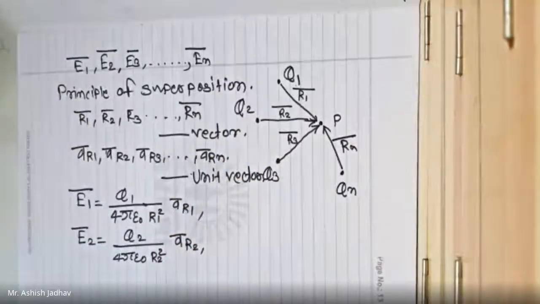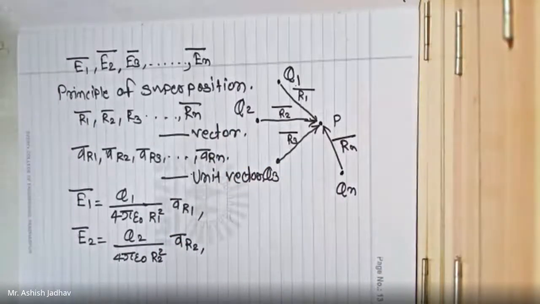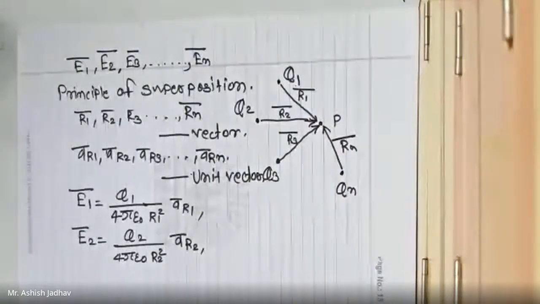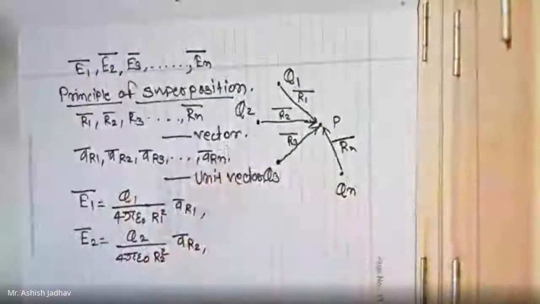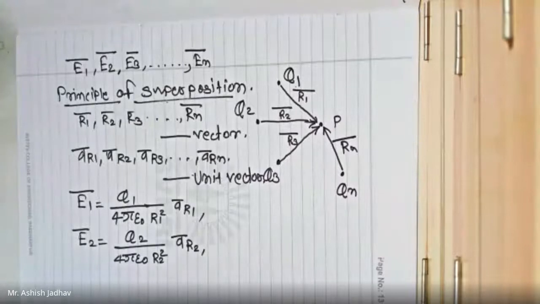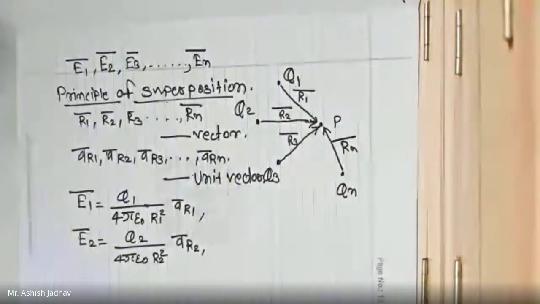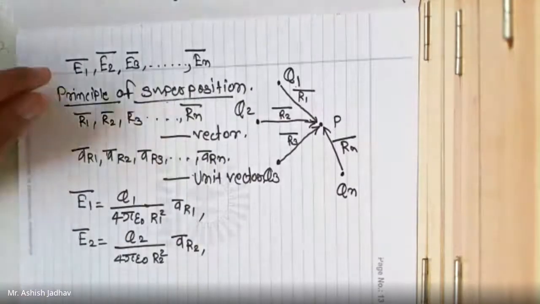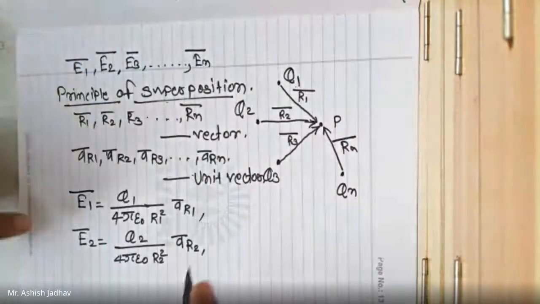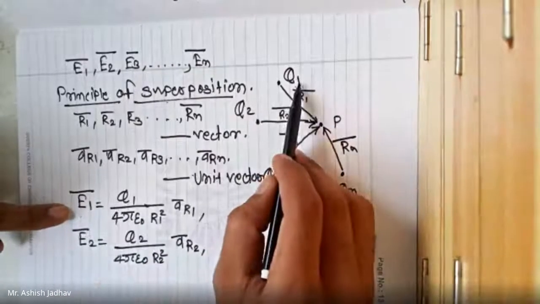Now, if we are finding electric field intensity at a particular point, let's say point P, because of multiple charges, what is the solution? Solution is the principle of superposition. Every individual electric field intensity we are going to calculate. Once we calculate every individual electric field intensity, we will add those to obtain the total electric field intensity at that point. So this is the principle of superposition.